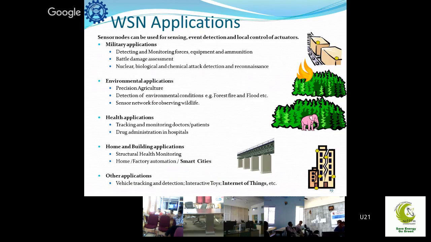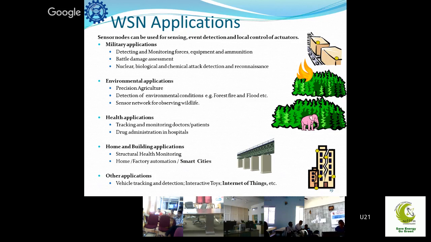These are some WSN application scenarios. Wireless sensor networks have a lot of applications. For example, in military applications, they can be used for detecting and monitoring forces, equipment and ammunition. They can be used for battle damage assessment. They can be used for nuclear, biological, chemical attack detection and reconnaissance.